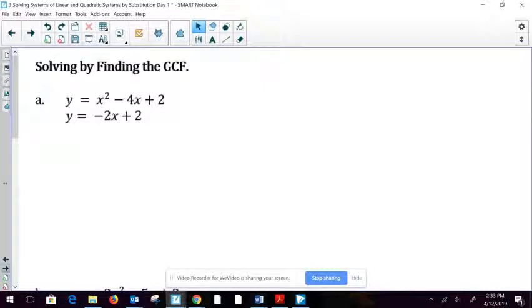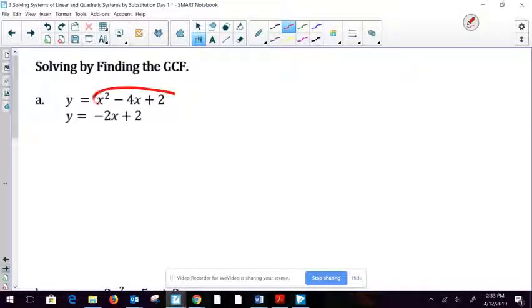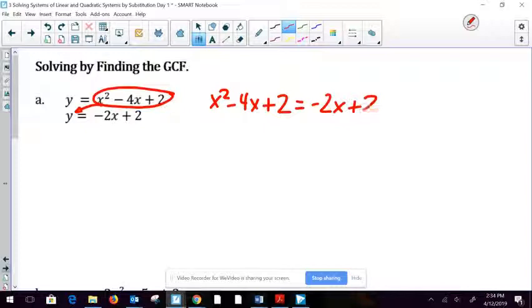Looking at example A here, we have y is equal to x squared minus 4x plus 2, and we also tell you that y is equal to negative 2x plus 2. So you're going to take what y is and put it in y's place. So instead of saying y equals, we're going to say x squared minus 4x plus 2 is equal to negative 2x plus 2.